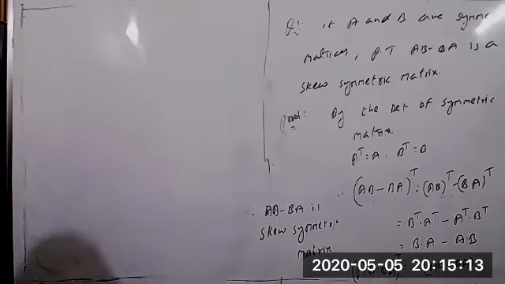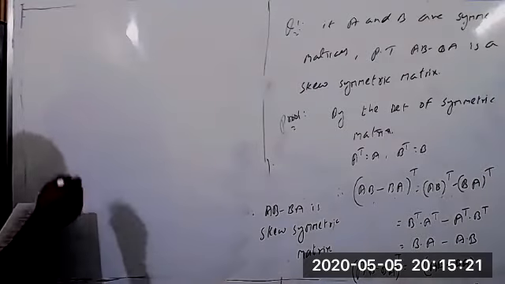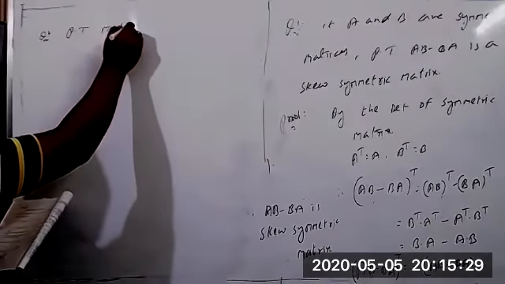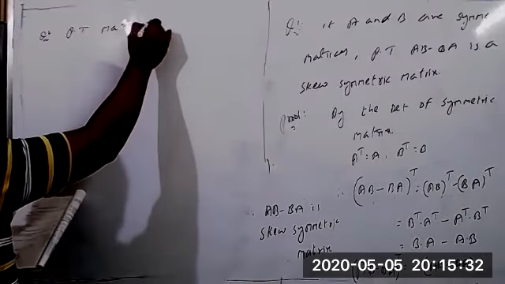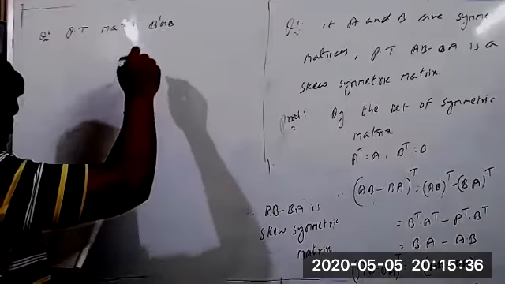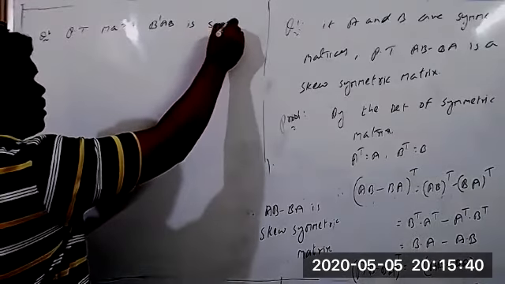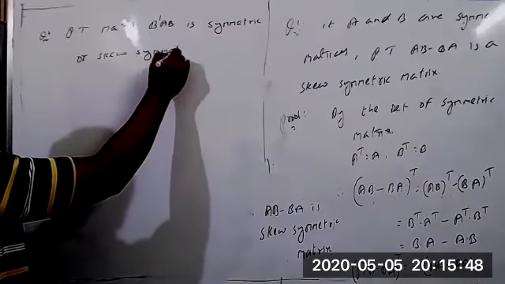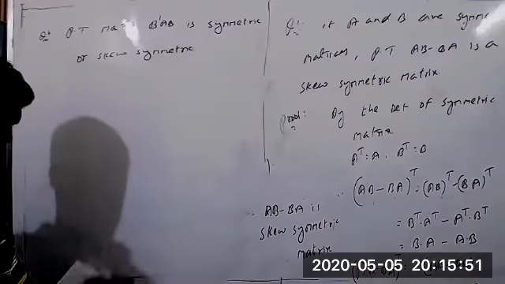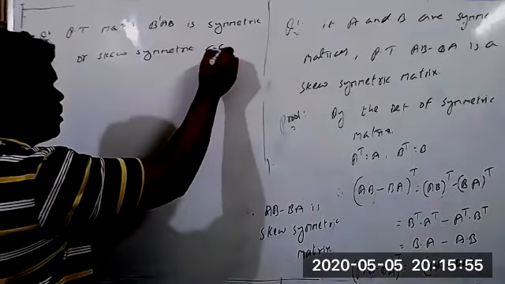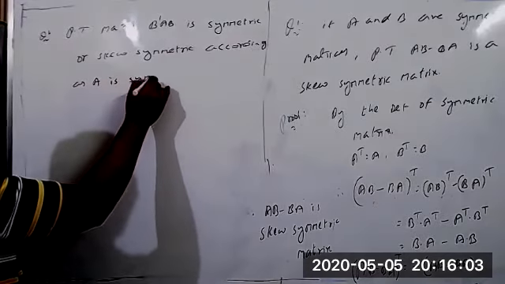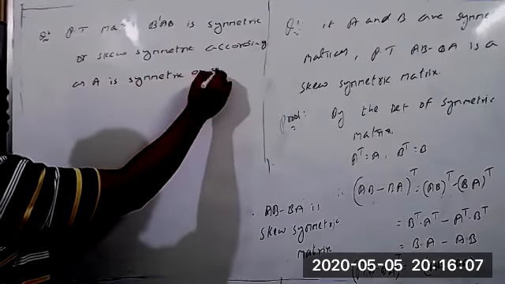Next one. Prove that matrix B transpose into AB is symmetric or skew symmetric according as A is symmetric or skew symmetric.